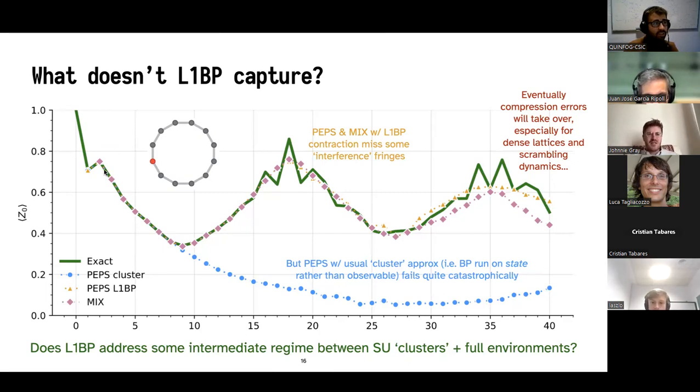Sorry, Johnny, what is the x-axis here in this picture? So here, this is actual steps. So this is like real time. Okay, thank you.